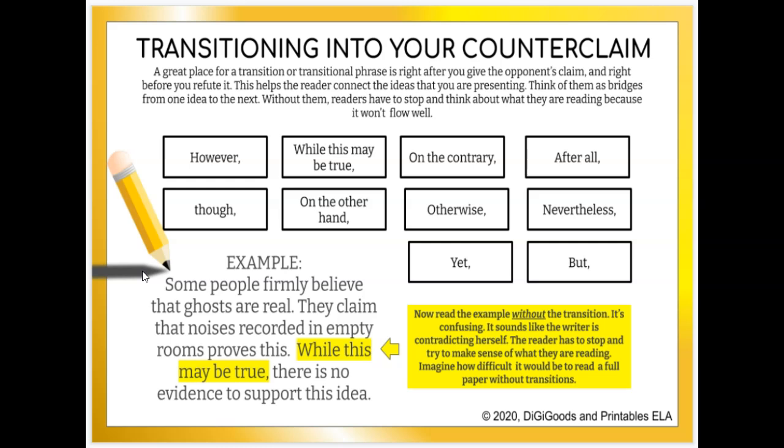It's confusing. It makes the reader think that I'm contradicting myself as a writer, like the writer is contradicting herself. It doesn't make sense. So the reader has to stop and try to figure out how this information relates to this information. Here we're saying ghosts are real, and here we're saying there's no evidence to support that. Without this transition, my brain doesn't know that this is opposite information. This is why we use transitions.